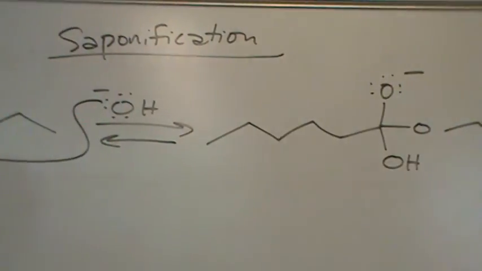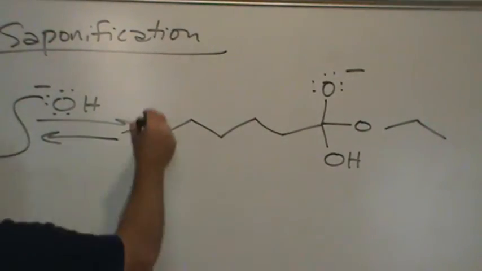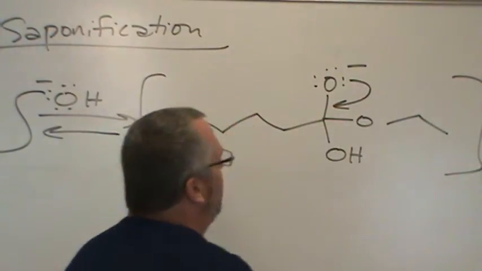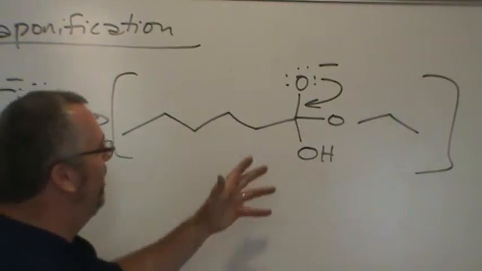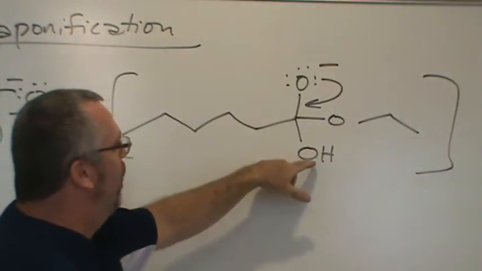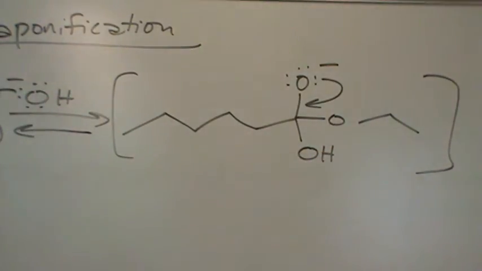And at this point, the tetrahedral intermediate can attempt to reform the carbon-oxygen pi bond. It's going to have to kick off a leaving group. I've got two choices. One is an ethoxide, which is not a great leaving group, and one is a hydroxide, which is not a great leaving group. Neither one of those is a great leaving group.